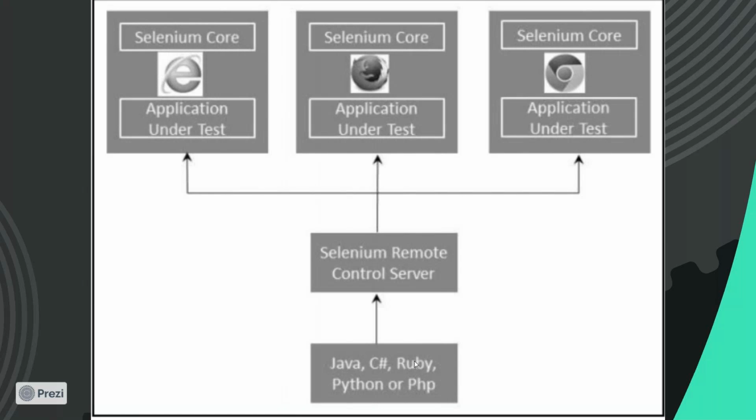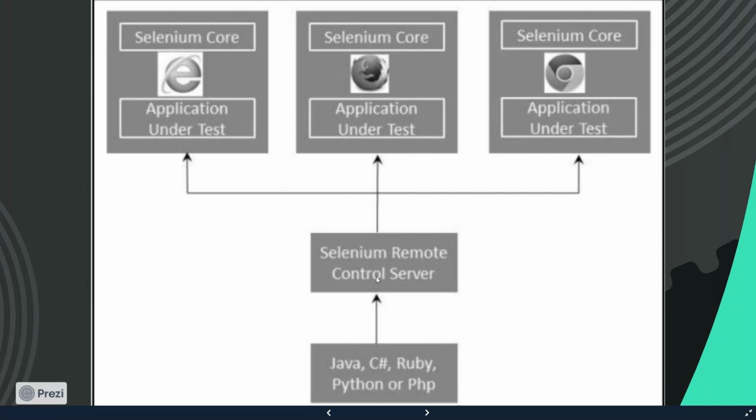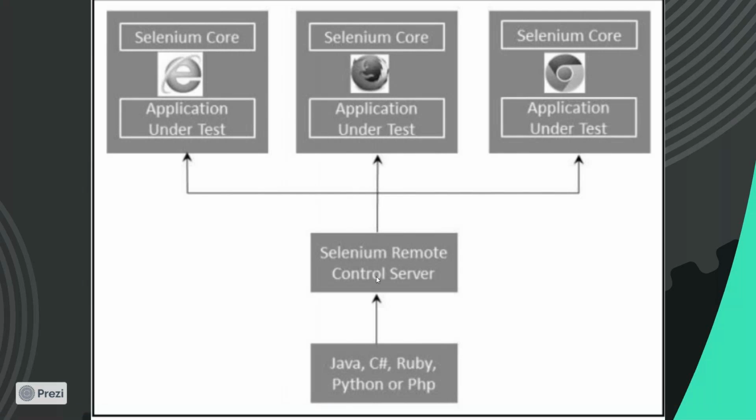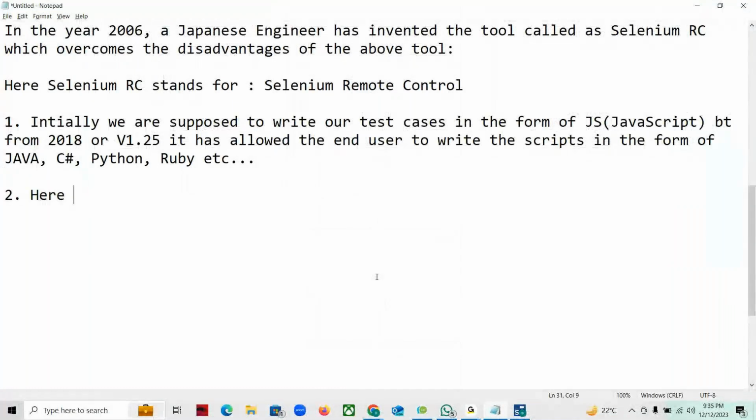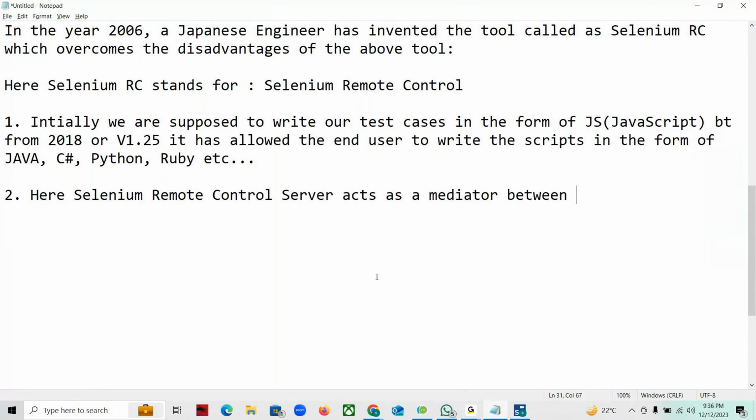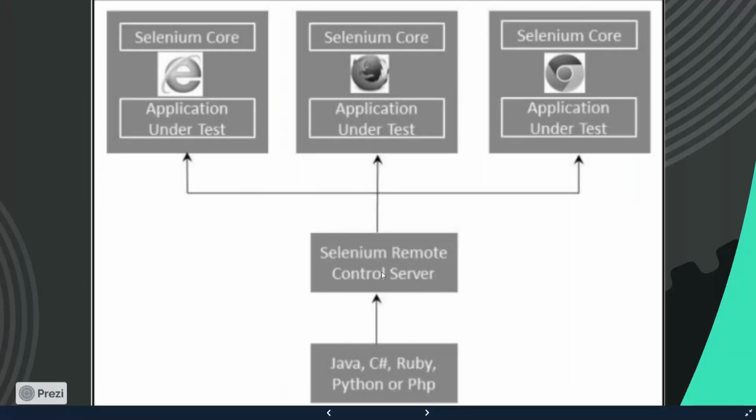So whatever test script you have written in Java, C#, Ruby, Python, or PHP, what happens? The script, whatever you have written, will go to the Selenium remote control server. So here, what is happening? Here, Selenium remote control server acts as a mediator between your script and the browser. Selenium remote control server will act as a mediator between your browser and the Java.